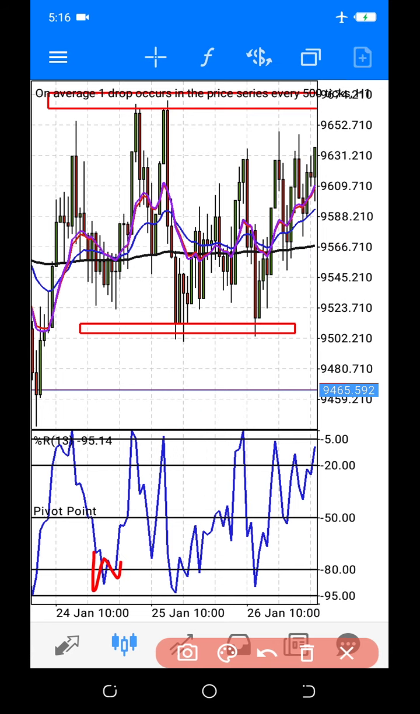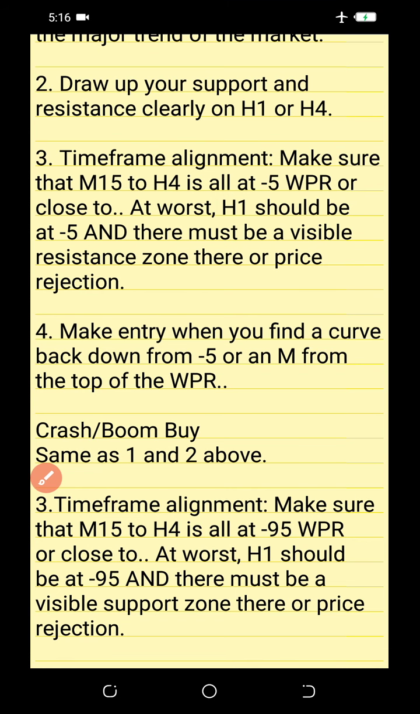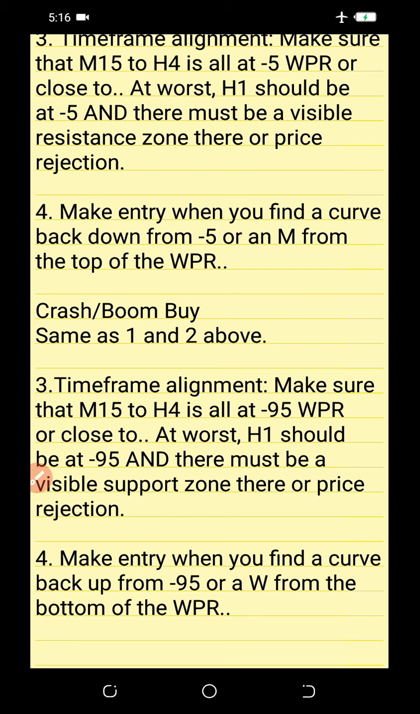See that there is a W. There is a cuff, a cuff or a W. Now look at what I said: there must be. Now look at entry. Make entry when you find a cuff.